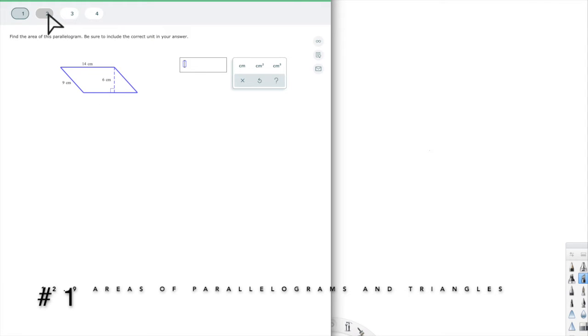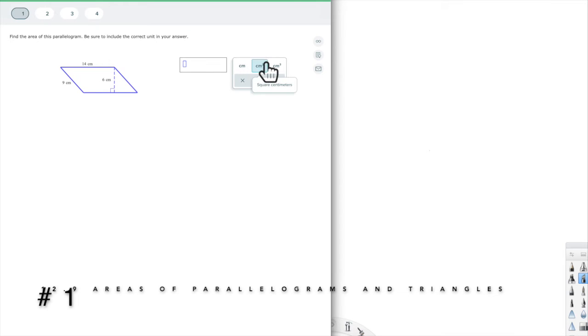So in this one, it says find the area of this parallelogram. Be sure to include the correct unit in your answer. So once we've done our calculation, we need to make sure that we choose either centimeters, centimeters squared, or centimeters cubed. Remember, this has to do with the dimensions that you're looking at. If you're looking at just a length, like the top here is 14 centimeters, the height of this parallelogram is 6 centimeters, this slanted or diagonal line here is 9 centimeters, those are one-dimensional. That's length.